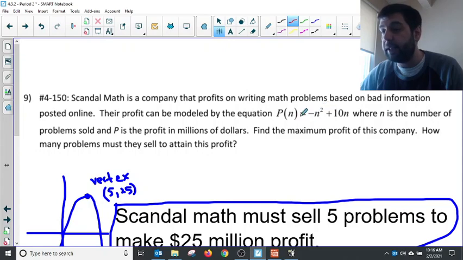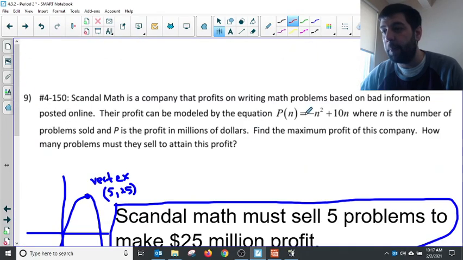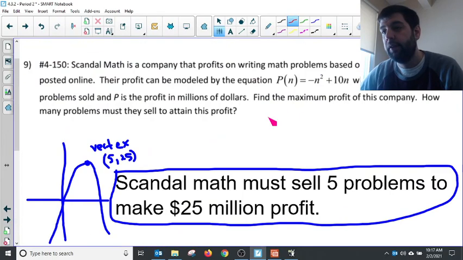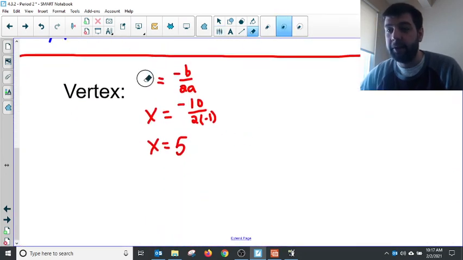So b here is 10, so it's going to be negative 10 divided by 2 times, I think it was negative 1, negative 1. So we're finding x is 5, or n is 5, whatever. Maybe we should be specific about it. There's no x in this equation.